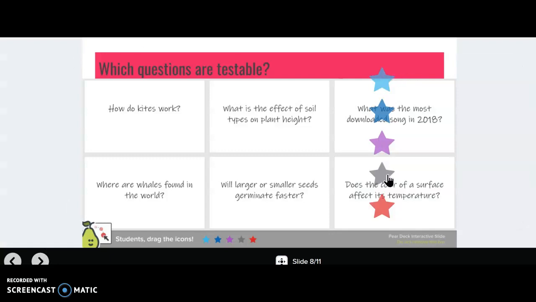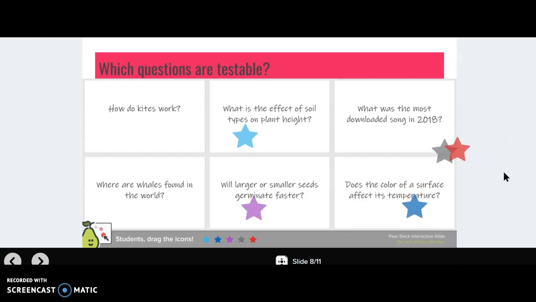Which questions are testable? You have the stars to move. Which ones can you actually ask a question that does not require research? This is a testable one. The effect of soil types on plant height. How the color of a surface affects its temperature. And will larger or smaller seeds germinate faster are your testable questions.